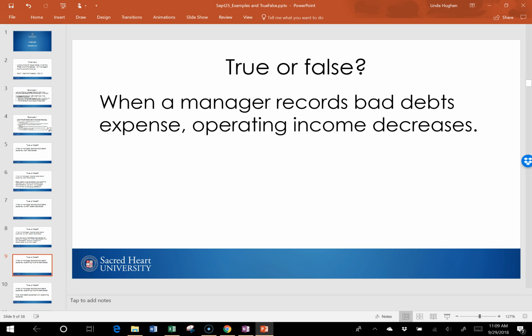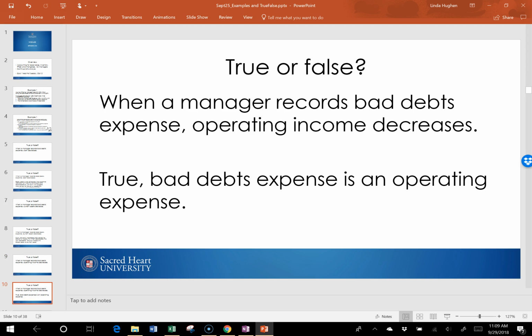When a manager records bad debts expense, operating income decreases. Take a moment to think about your answer, true or false. The answer to this is true. Bad debts expense is indeed an operating expense.